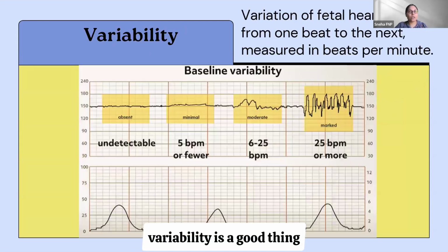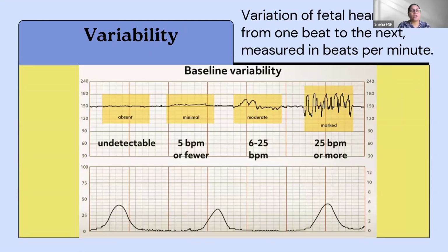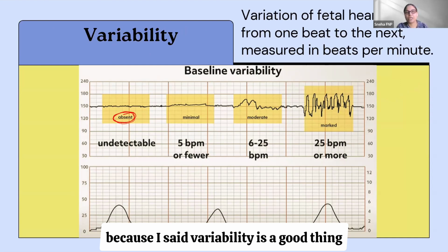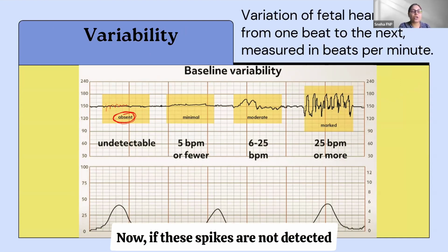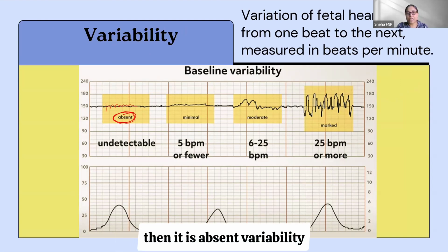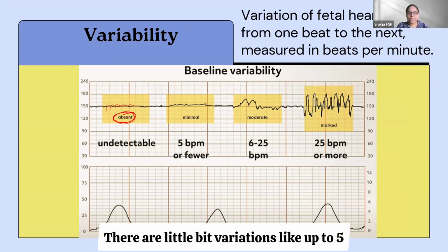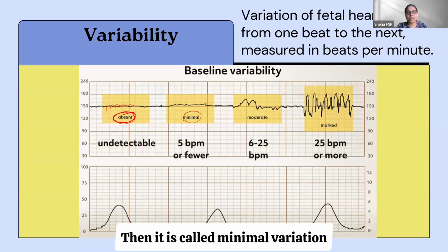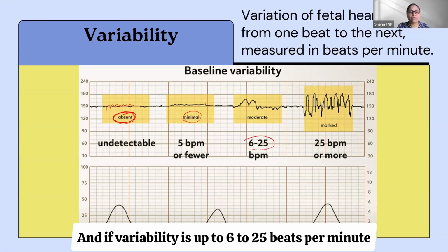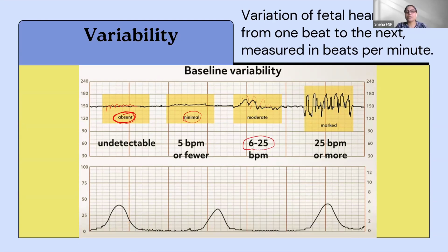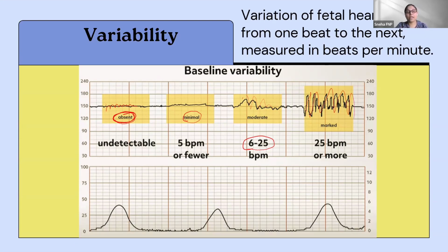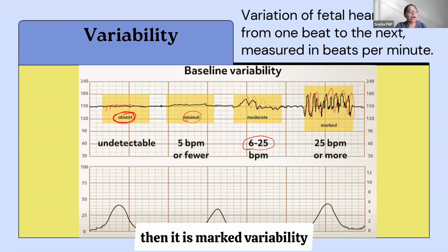And then, as I said, variability is a good thing. And we do have different types of variabilities. If variability is absent, then it's a problem, because I said variability is a good thing. Now, if these spikes are not detected, then it is absent variability. If there are little bit variations, up to 5 beats per minute or fewer, then it is called minimal variability. And if variability is 6 to 25 beats per minute, you can see these spikes here, that is moderate. And if there are remarkable spikes, ups and downs, more than 25 beats per minute, then it is marked variability.